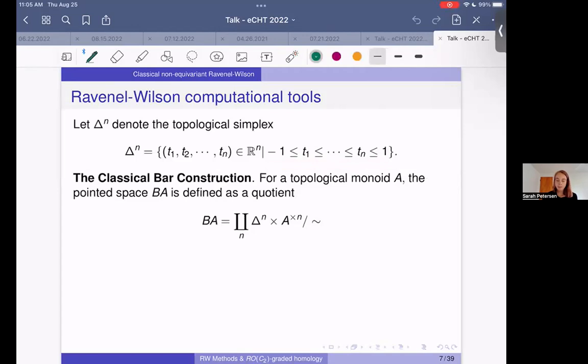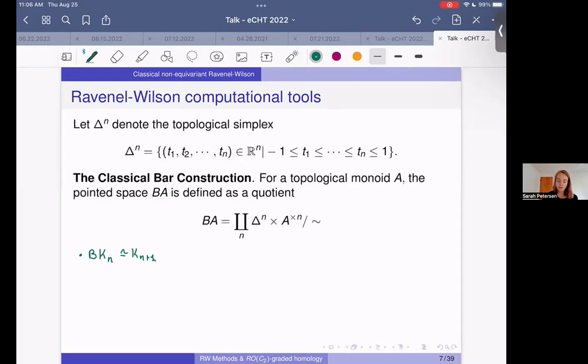Now, this bar construction takes a topological monoid and produces a space. And what's significant about this is that it is a de-looping functor. So what that means is if we apply the bar construction to an Eilenberg-MacLane space Kn, we will get the n plus 1 Eilenberg-MacLane space. So we have a way to inductively construct these. But what exactly is this bar construction?